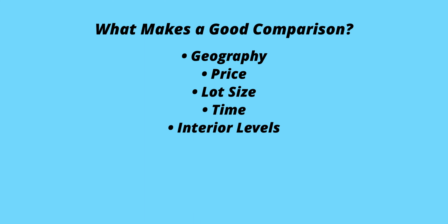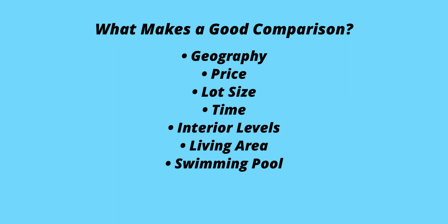Number of interior levels. For single-level homes, only use single-level comparisons. For multi-level homes, only compare with other multi-level homes. Single and multi-level homes are different markets. In Arizona, single-level homes are more desirable and tend to be more expensive for the same living area. Living area. Attempt to find comparisons that have similar living areas. Comparisons that have a living area within about 500 square feet of the subject property are ideal.